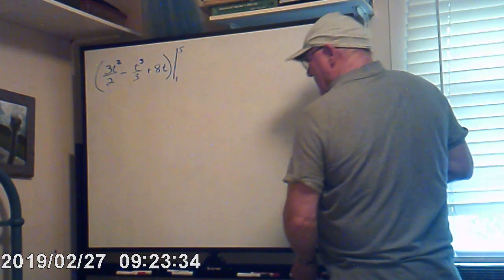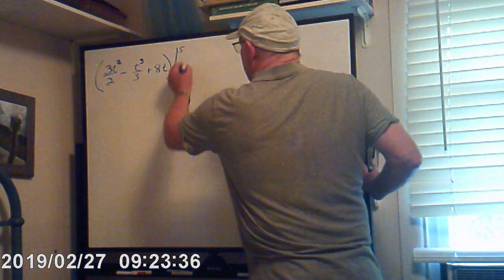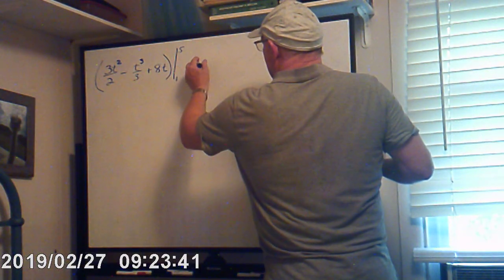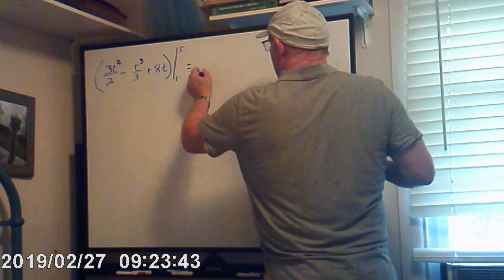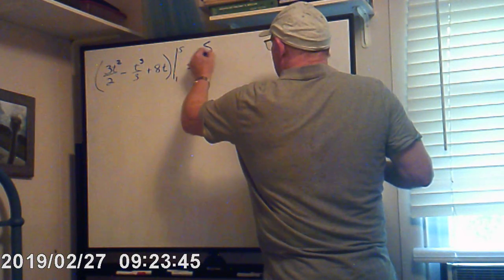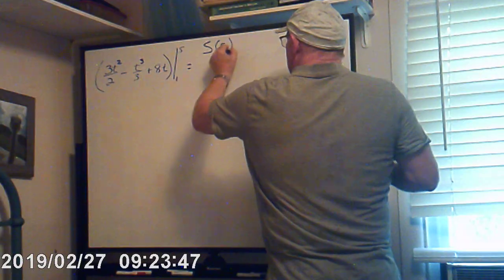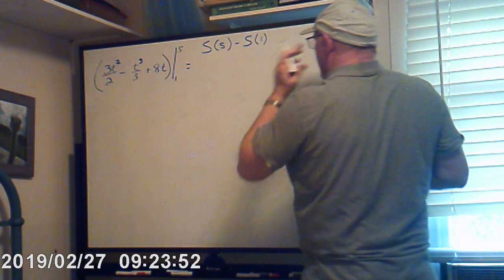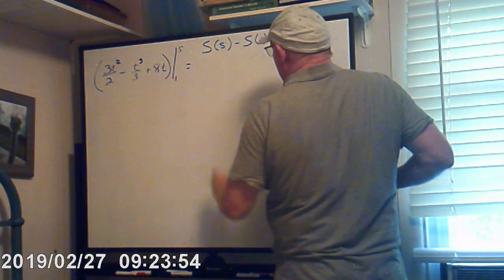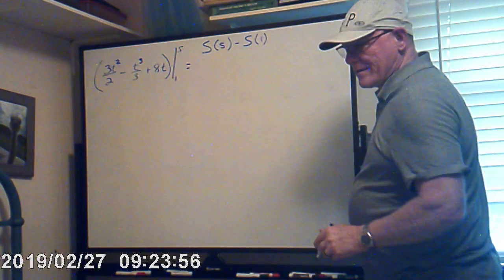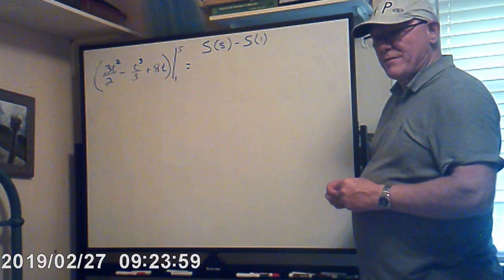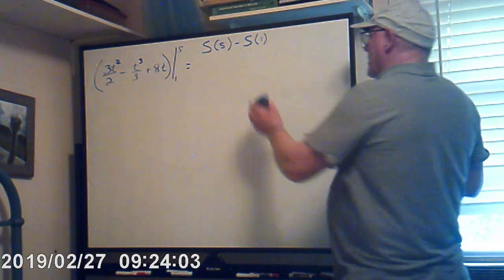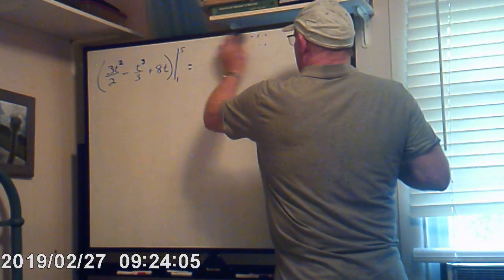Okay, all right, we got it going now, folks. Now that's equal to S at 5 minus S at 1. All right, so that's the fundamental theorem of the calculus, part A or part B or whatever you want to say. Anyway, one of those two parts of the fundamental theorem of the calculus.